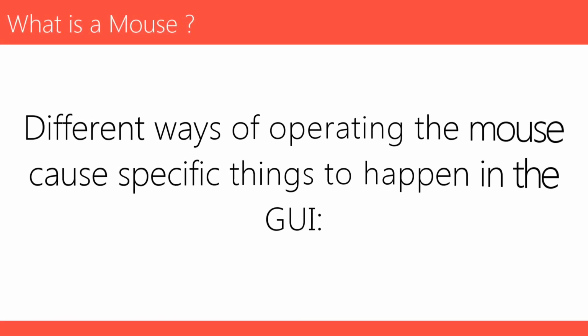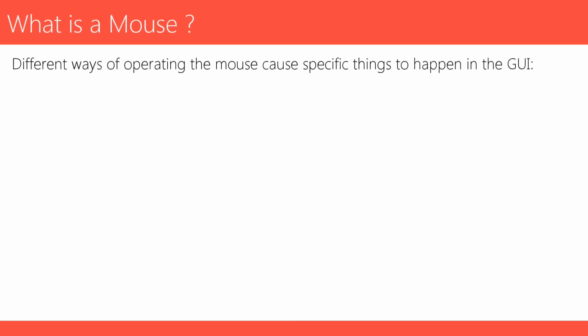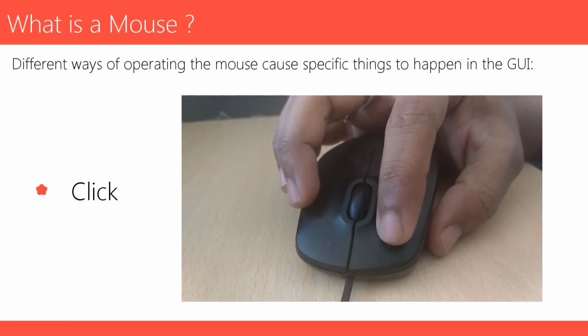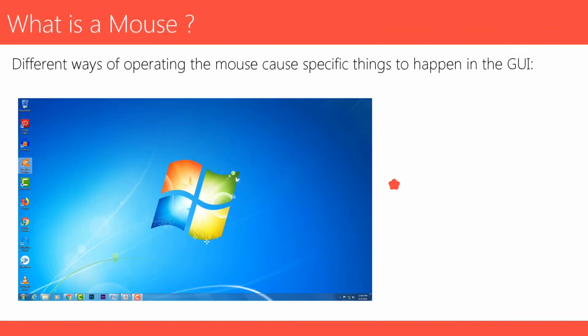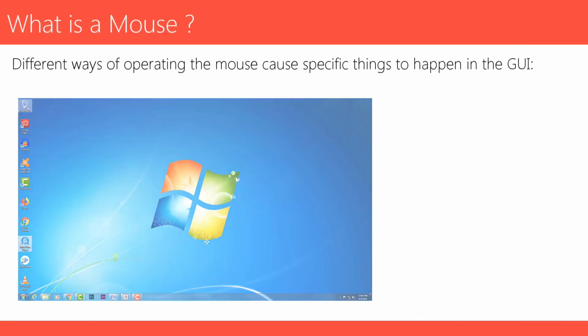Different ways of operating the mouse cause specific things to happen in the GUI. Click: pressing and releasing a button. Drag and drop: pressing and holding a button, then moving the mouse without releasing.